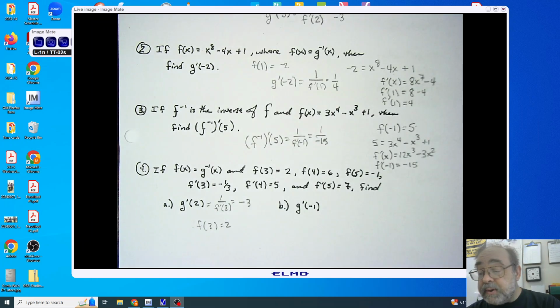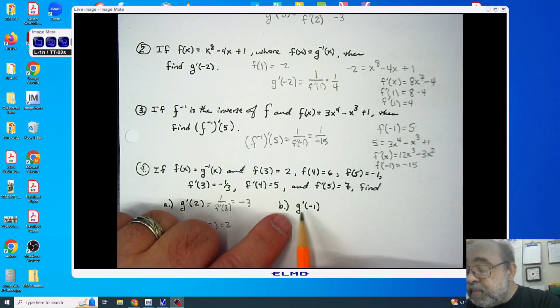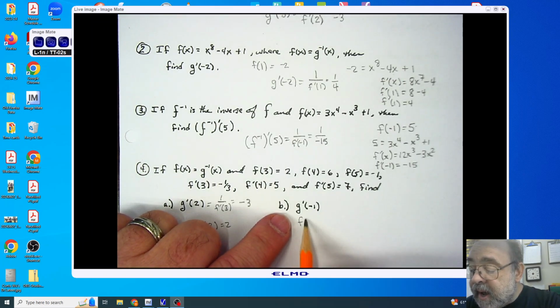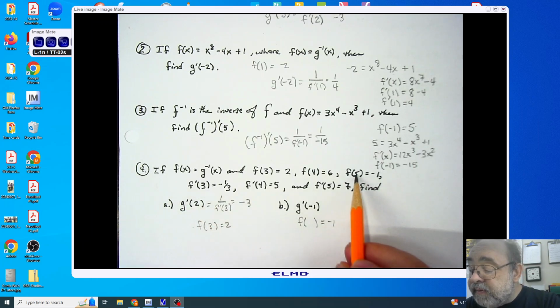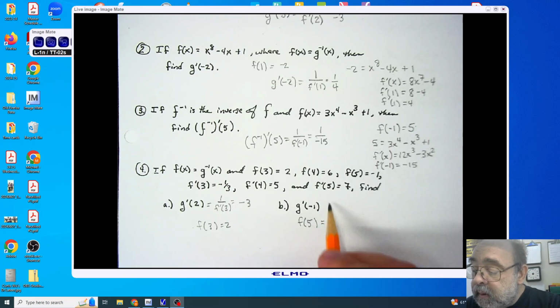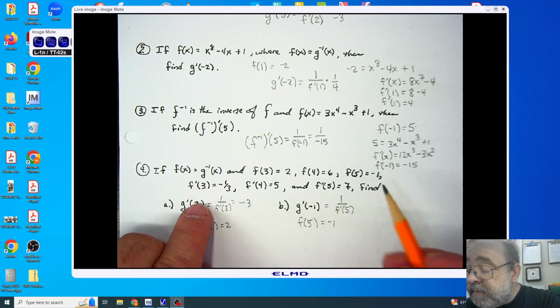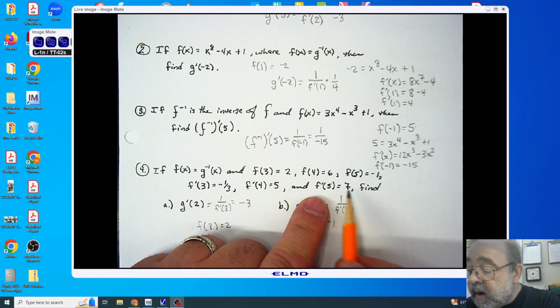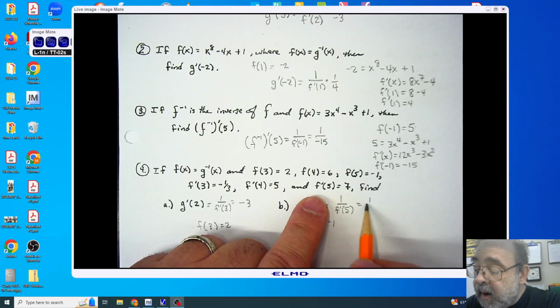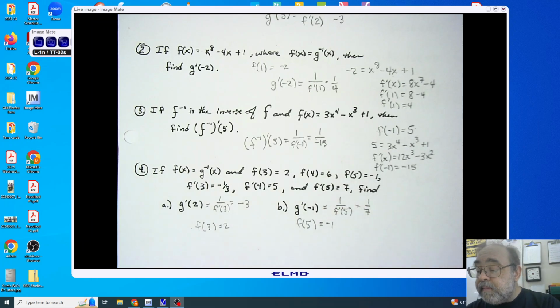There's my first answer. If I have g prime of negative 1, I'm asking what value of f gives me negative 1, and I find that to be a 5. So I want 1 over f prime at 5, and I'm now going to find what f prime of 5 is. And I find a 7, and my answer is 1/7.